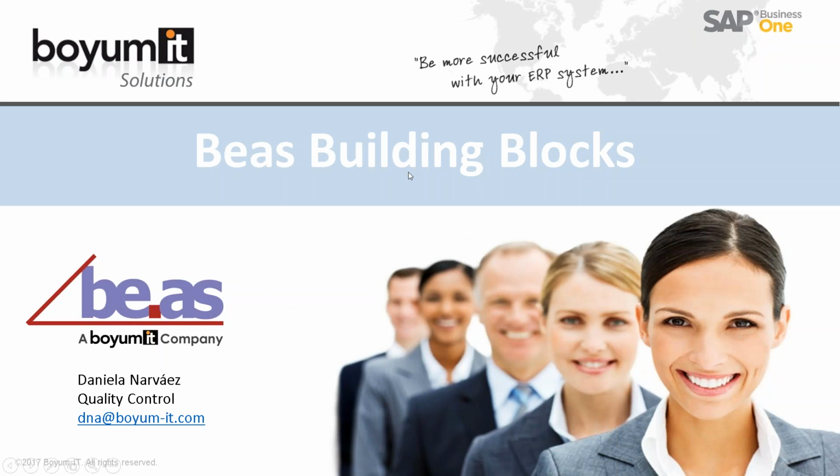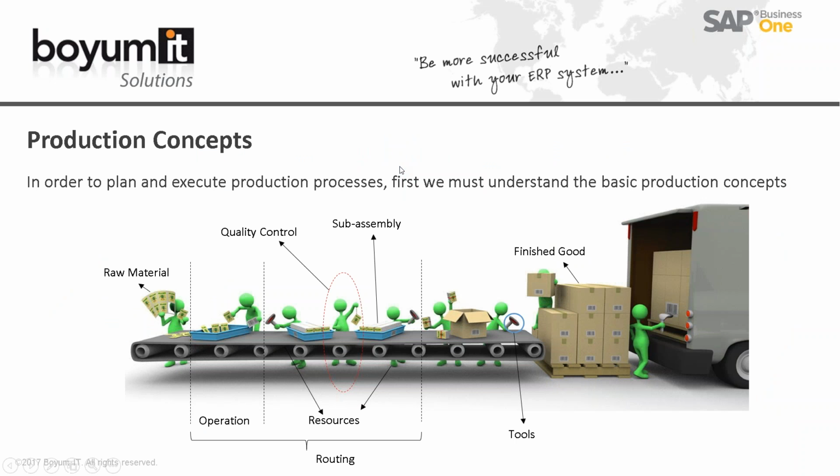Okay, so let's start. Before speaking about all the master data that we need in order to execute a production process in Beas, I wanted to show you a few production concepts that are in our manufacturing process, in our manufacturing chain, that can help us to understand and to have a good vision about all the Beas production process and all the information that we need to get into the system in order to get the best results.